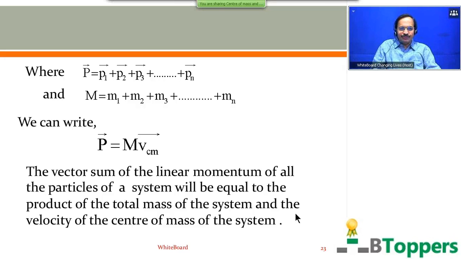So the vector sum of the linear momenta, it should be plural, the vector sum of the linear momenta of all the particles of the system will be equal to the product of the total mass of the system and the velocity of the center of mass of the system. Come on, finish writing the notes. In case you need more time to copy the notes, you can take a pause and take your time.